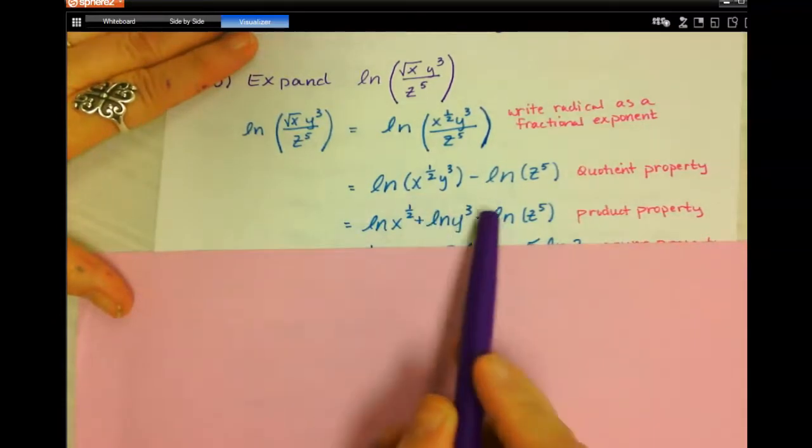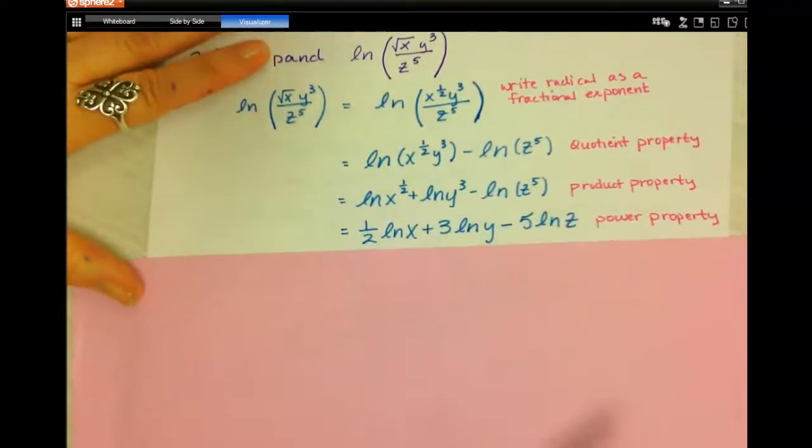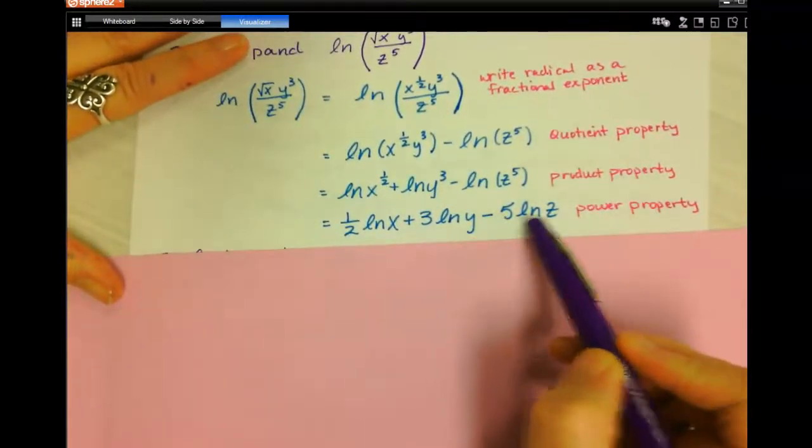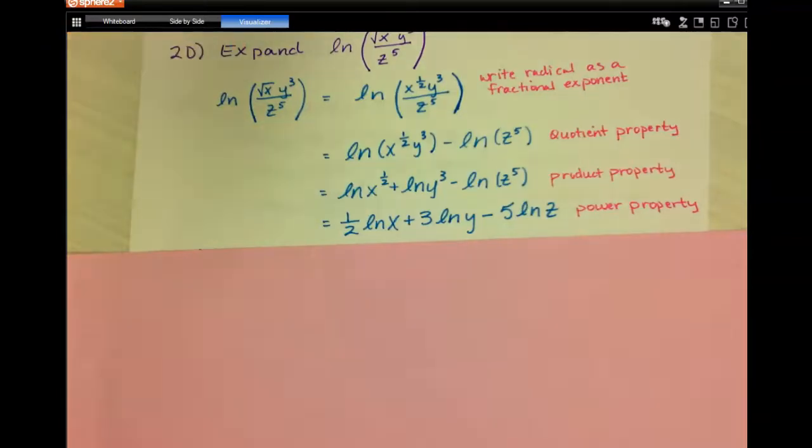And then I need to drop my powers that I have throughout the problem. So my final answer is going to look like that: 1/2 natural log of x plus 3 natural log of y minus 5 natural log of z. Logarithms and exponents are a big part in calculus, so it's really important that you're getting these rules and understanding how to handle them and separate them into smaller pieces.